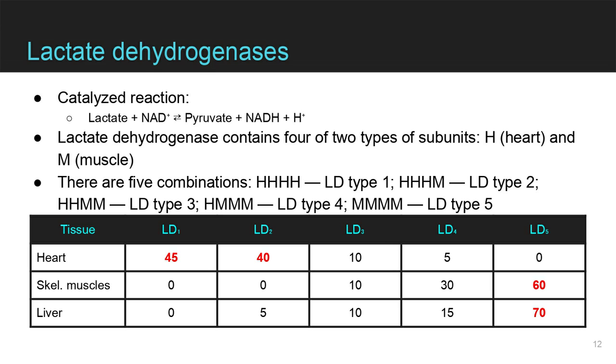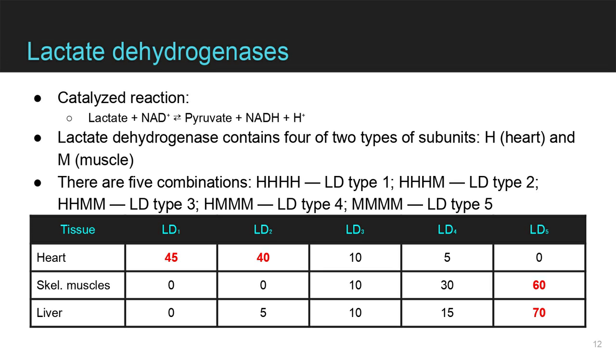Because they contain four subunits of two types, different combinations of the subunits to build the whole structure of the enzyme give us five types of enzymes, five isoenzymes. So we can divide them according to the concentration or activity of these enzymes in different organs: the heart, skeletal muscles, and liver. The first and second types, lactate dehydrogenase 1 and 2, are more expressed in the heart.